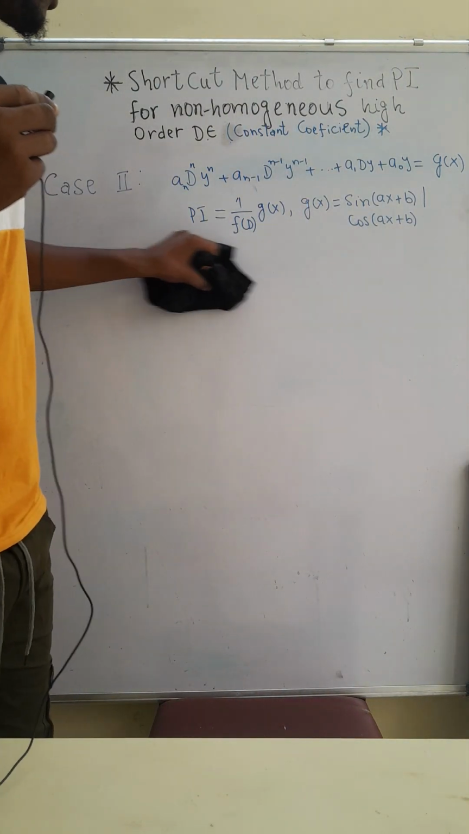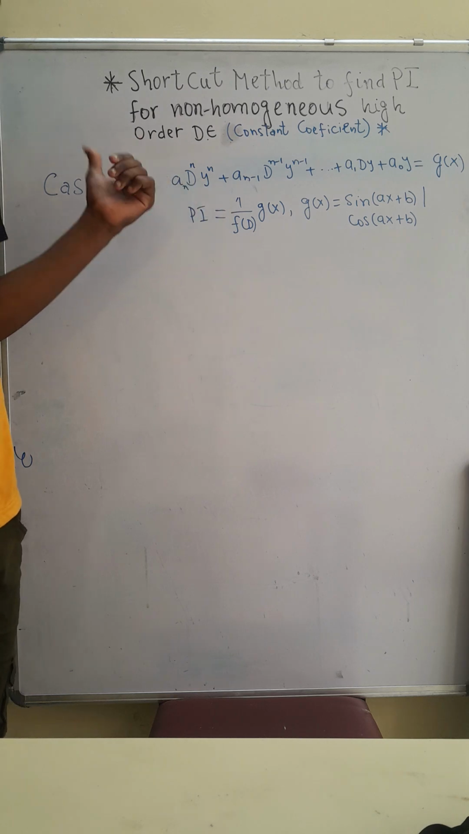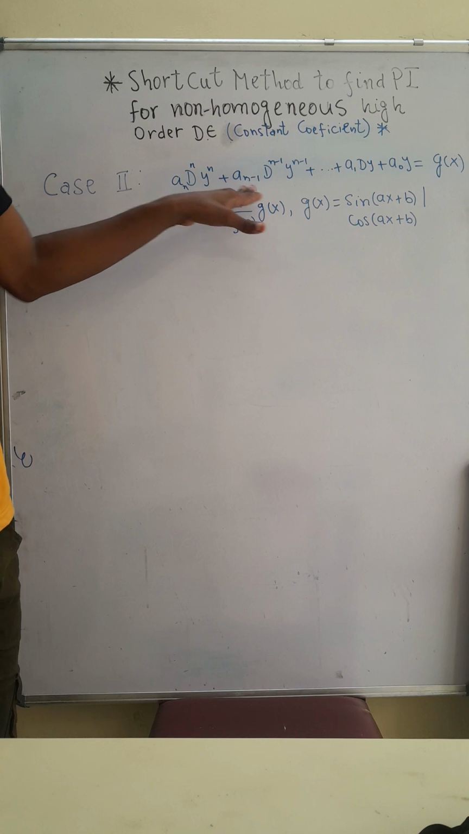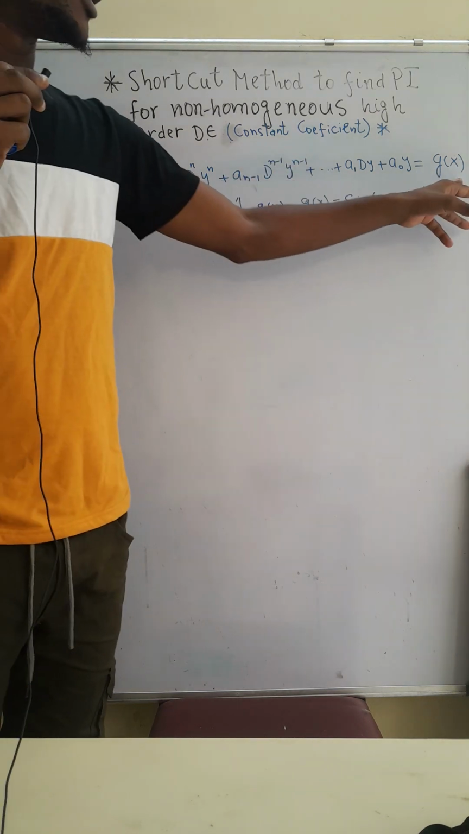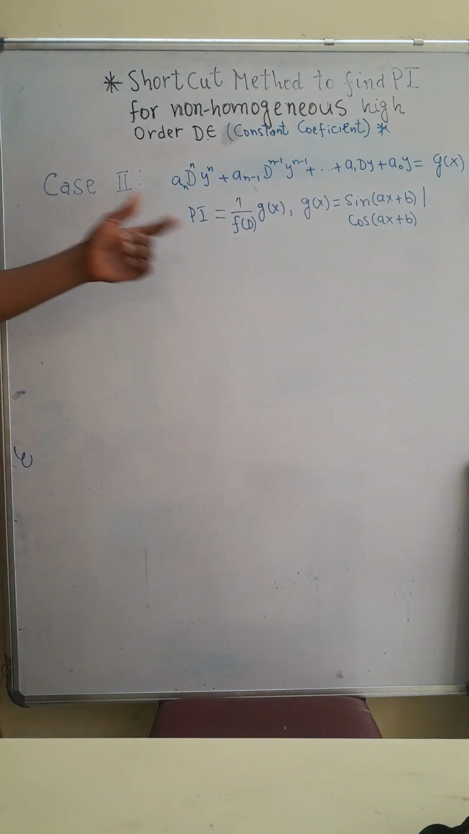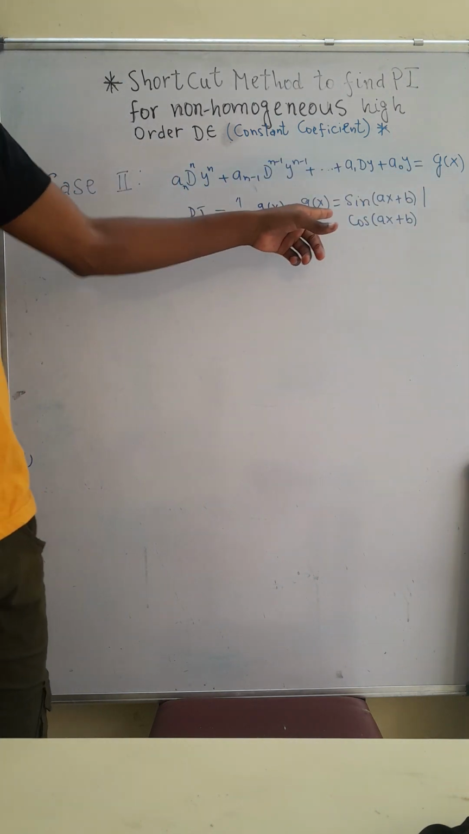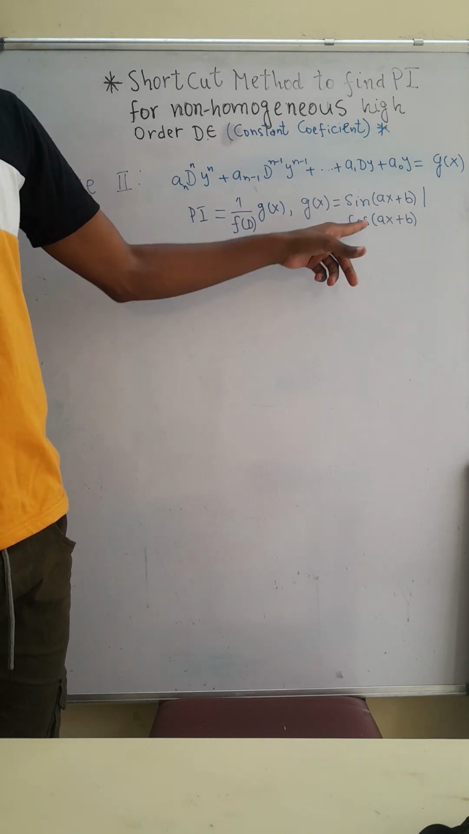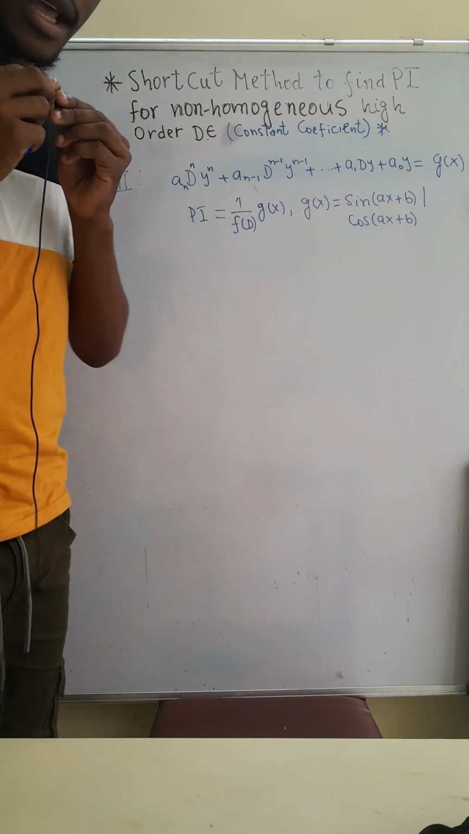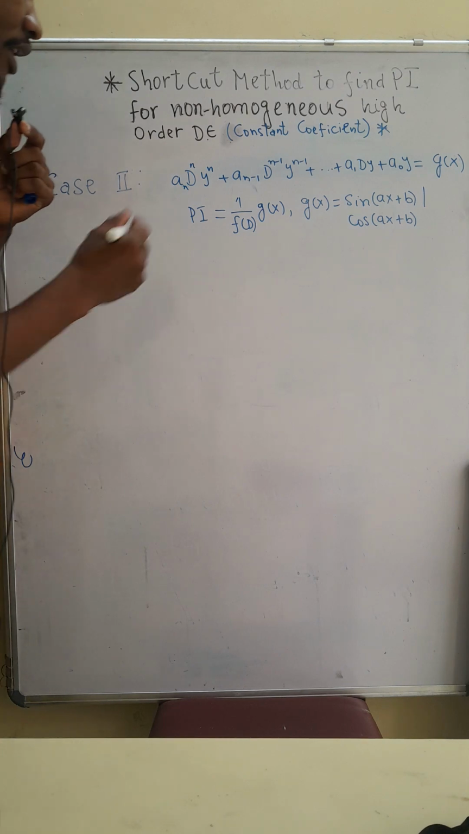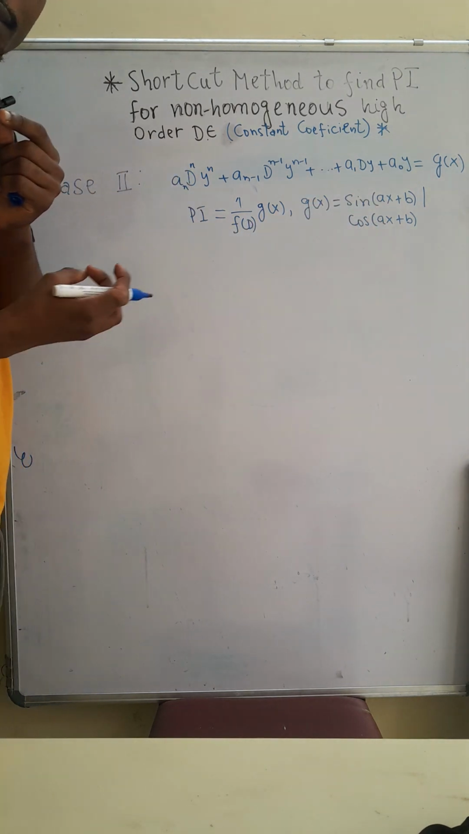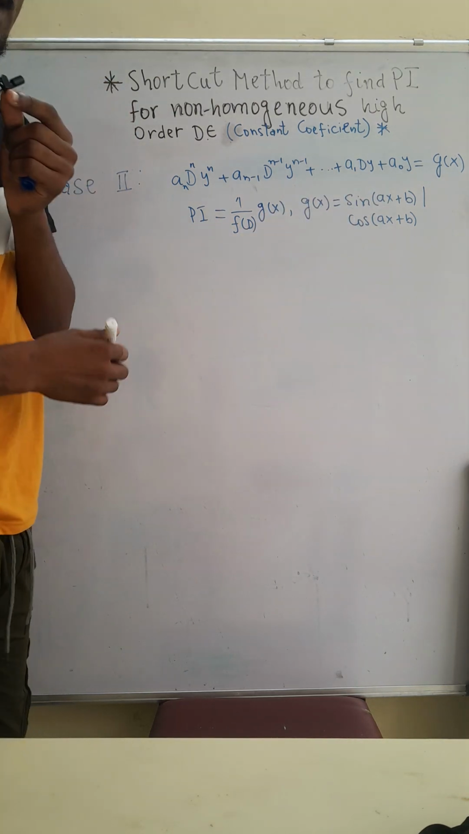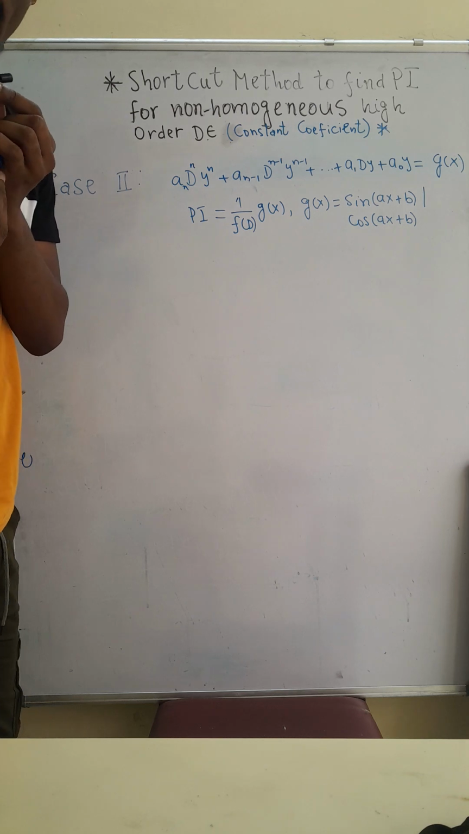See, for this second case, here we have a high order differential equation with constant coefficients, and here we have g of x. For this second case, our g of x is sine of ax plus b, or it can be cosine of ax plus b. Now, how to solve this one? To solve this equation, what you have to do is almost the same as what we did when g of x was something like e raised to ax plus b.